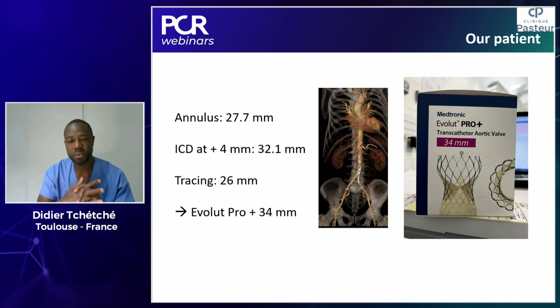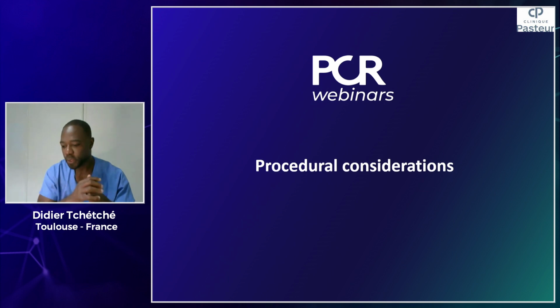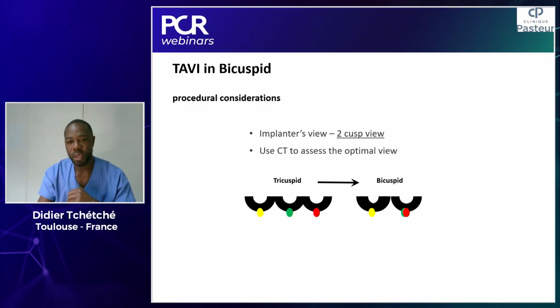So we decided to use a 34 Evolut Pro Plus to get a good sealing, and that 26 millimeter diameter is nicely going to match the diameter of the part of the device that houses the leaflets. So this seemed to be the perfect device for our patient. In terms of procedural considerations to end this talk, the first thing is to start with a two-cusp view.